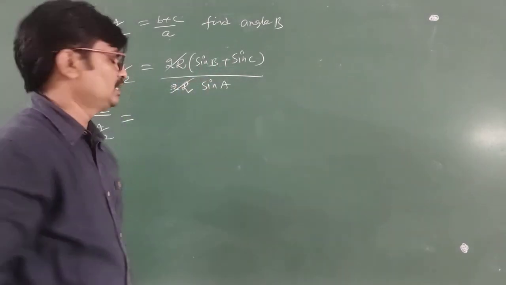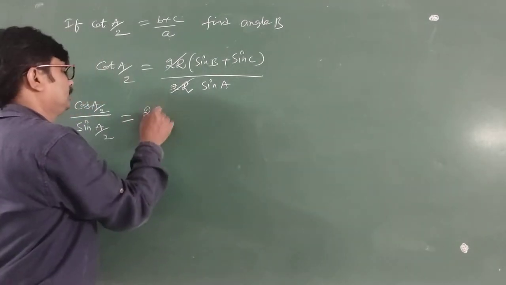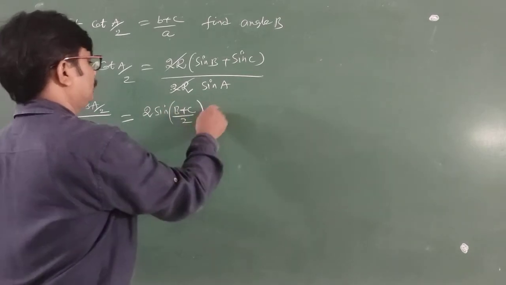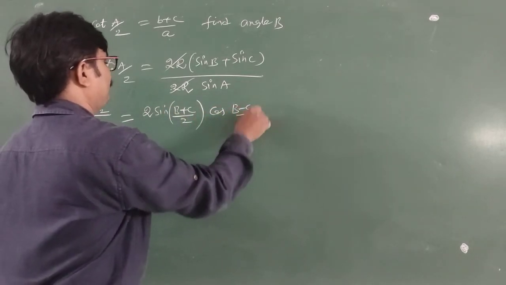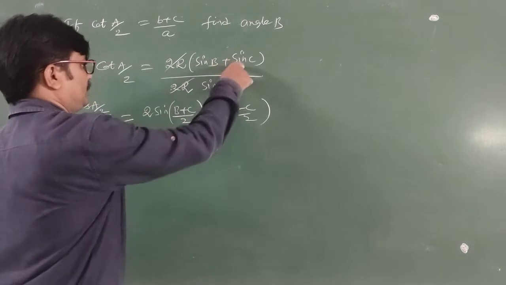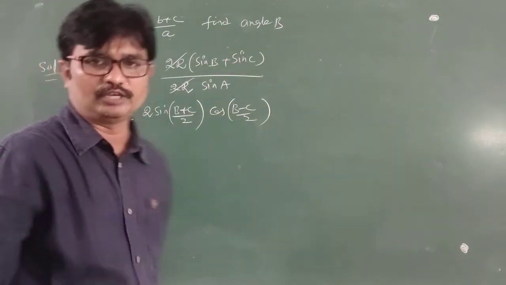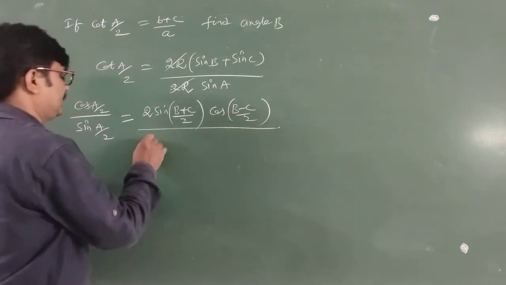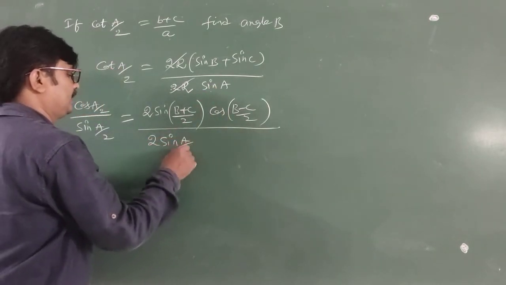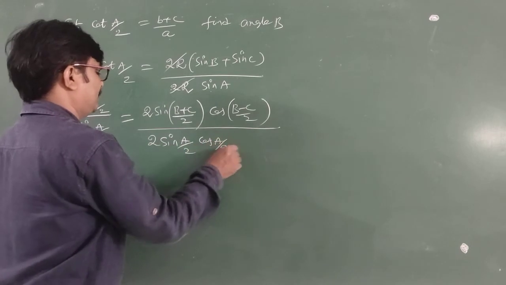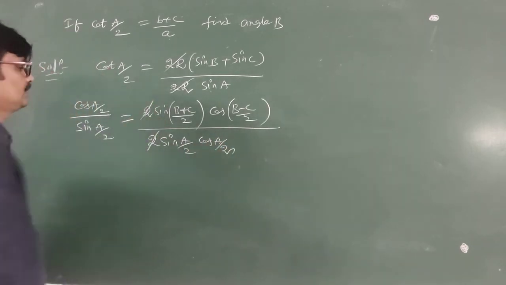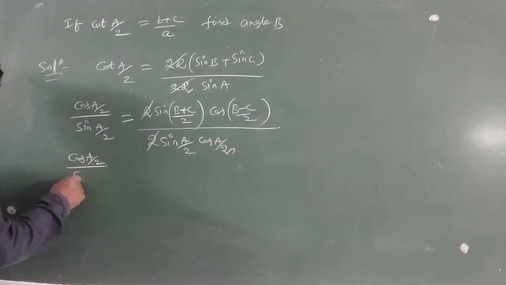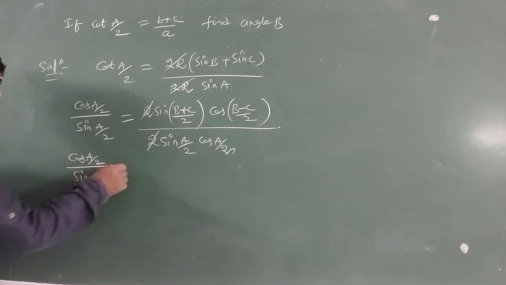How to write sine b plus sine c? It is 2 sine of b plus c by 2 into cos of b minus c by 2. After that, students, sine a is of the form 2 sine a by 2 into cos of a by 2. These two are cancelled. My dear students, we can write cos of a by 2 upon sine of a by 2.